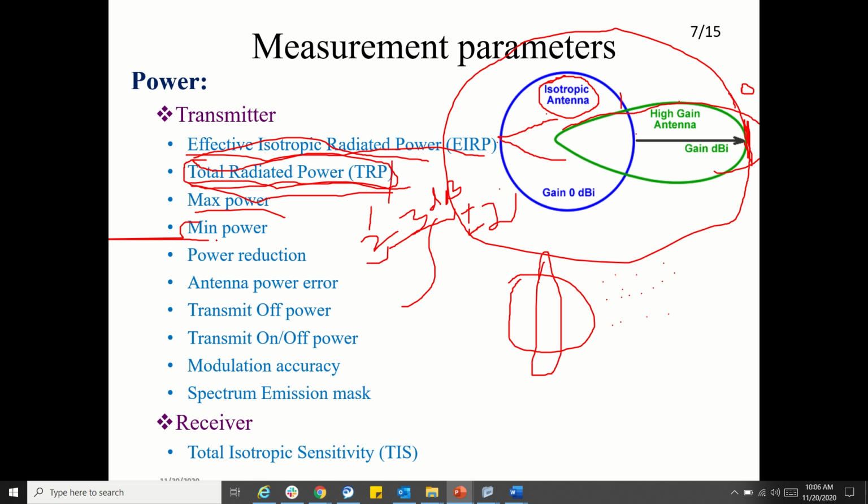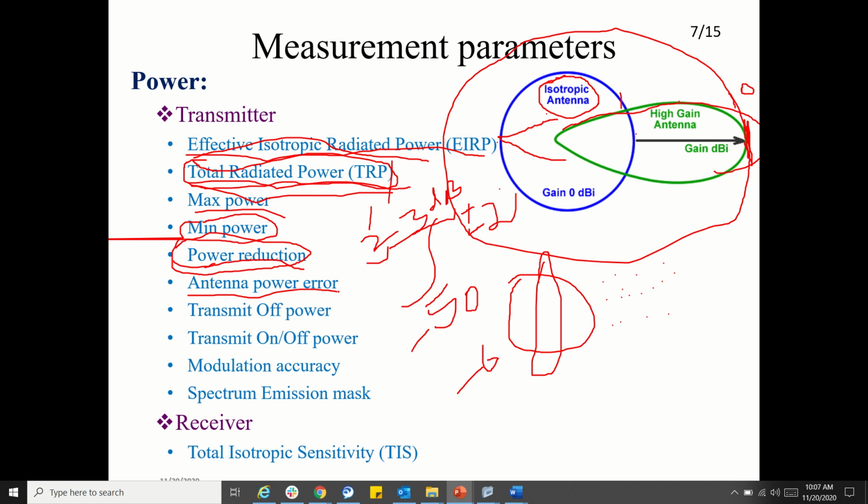Next is min power. For example, if I am supplying minus 50 dB, we have to receive that, okay. It should not be too much off, for example minus 60 or minus 70; there will be some tolerance also. Power reduction, okay. What happens is, if I am applying stringent conditions, for example different partial RBs, different RB starts, at that time some power reduction will be there, and that should be within the limit. That's what it talks about.